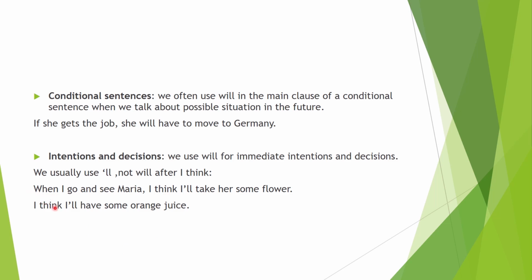Look at the example. When I go and see Maria, I think I'll take her some flowers. We will not say, when I go and see Maria, I think I will take her some flowers. We can use I think I'll take her some flowers. So after I think, we have to use I'll, the apostrophe and double L. This is the short form of will. I think I'll have some juice, orange juice. So you have to remember that after I think you would use this short form of I will.